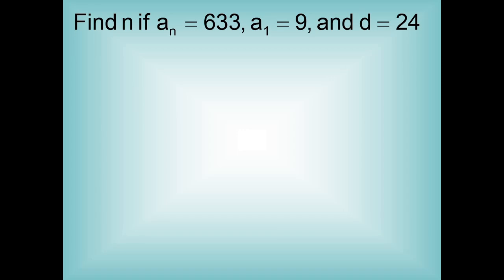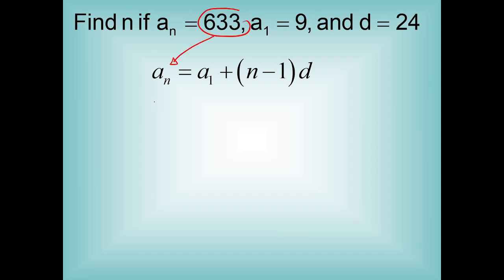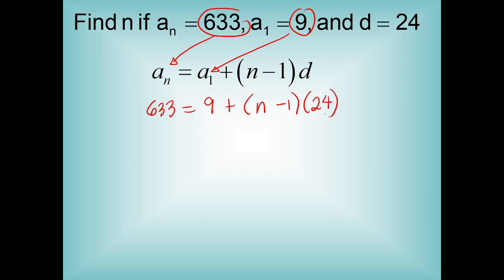Find the value of n, wherein a sub n is 633, the first term is 9, and the common difference is 24. So let's substitute everything to the formula. A sub n, we all know that it's 633. The first term is 9, plus the value of n is unknown, minus 1, times the common difference, which is 24.